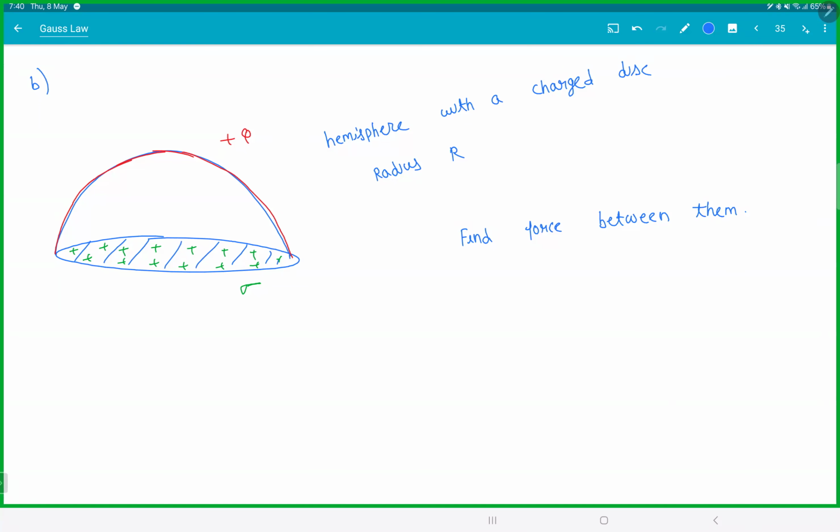You're getting how the question is? So the dome's charge is plus q. The bottom sheet is sigma. Radius is r. So I could find the charges. Find the force between the dome and the disk at the bottom.